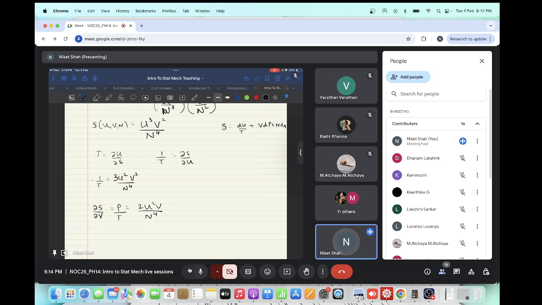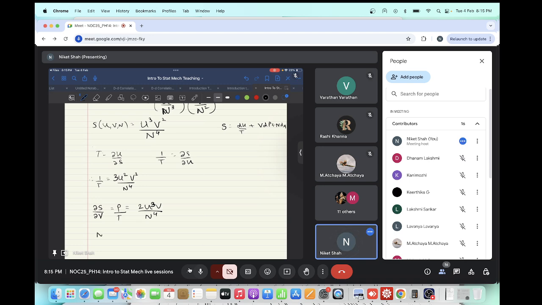There's a 3 here. I'm doing some wrong math. So 1 by t is 3 u square v square divided by n raised to power 4. del s by del v gives me 2 u cube v upon n raised to power 4. So, using this to eliminate u. How do I eliminate u here?